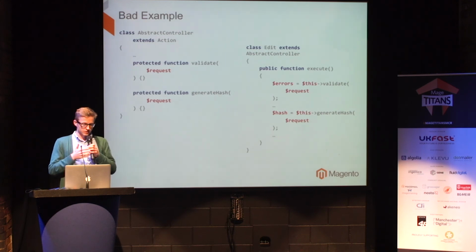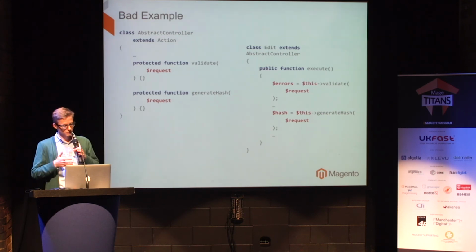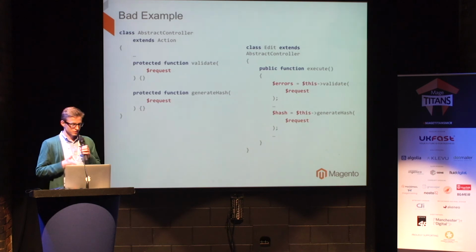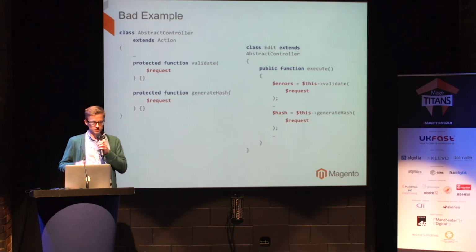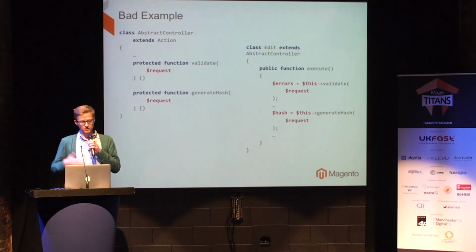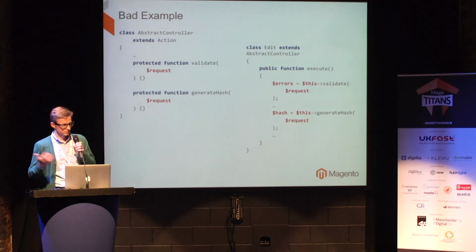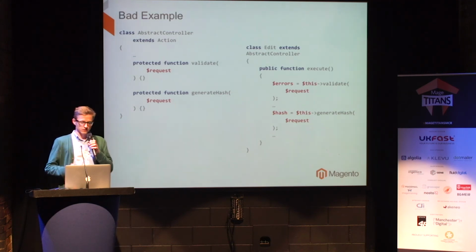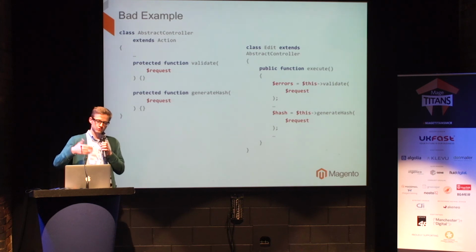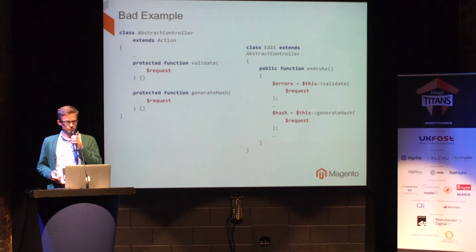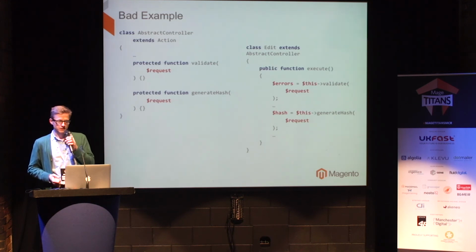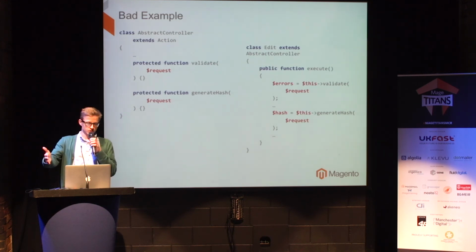The first problem is that now our controllers are bigger. They are not focused on one thing. In addition to dispatching requests, they do validation and some hash generation. If another developer uses this extension and wants to change validation logic, he will have to overwrite all of the controllers because he cannot substitute the parent.